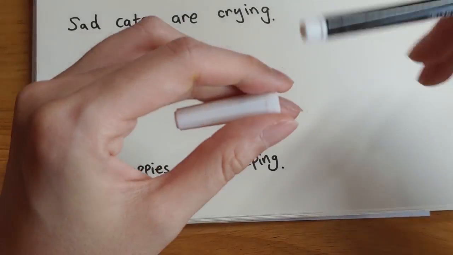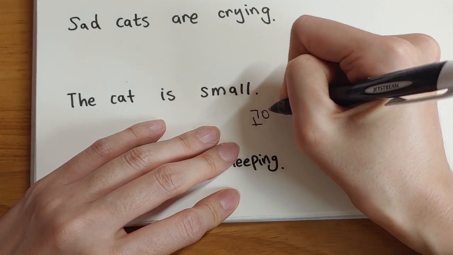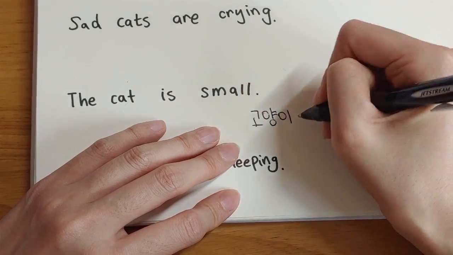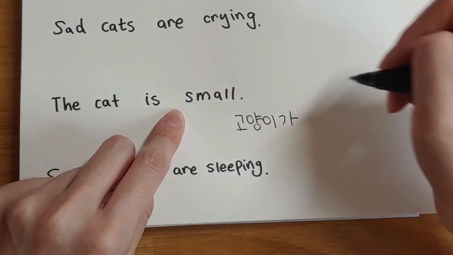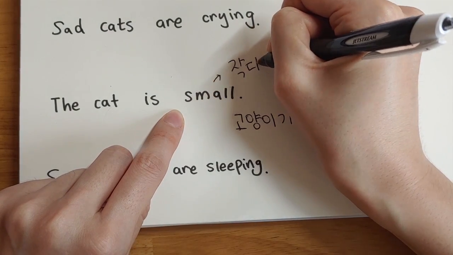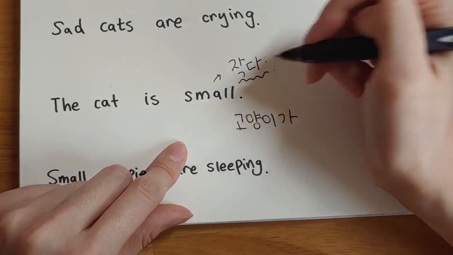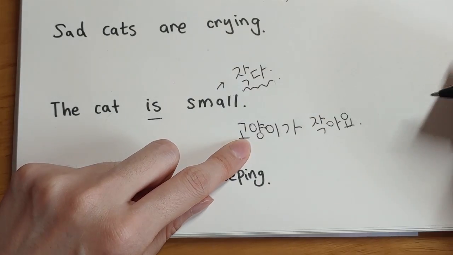And same with this one, the cat is small. So you first write the subject of the sentence, which is 고양이, and then put the subject marking particle. And the adjective that corresponds to be small is 작다. And you simply have to conjugate 작다 in present form, and it becomes 작아요.